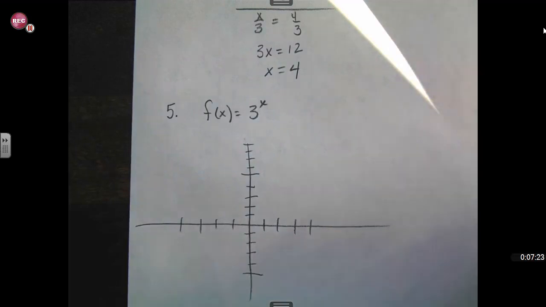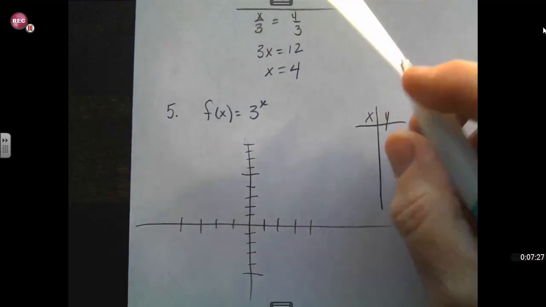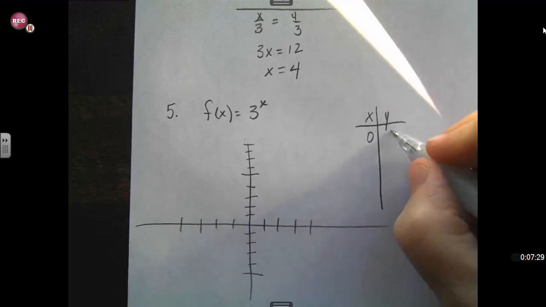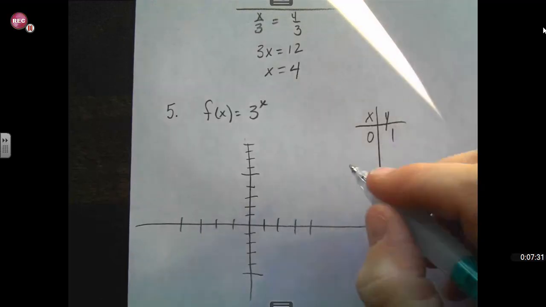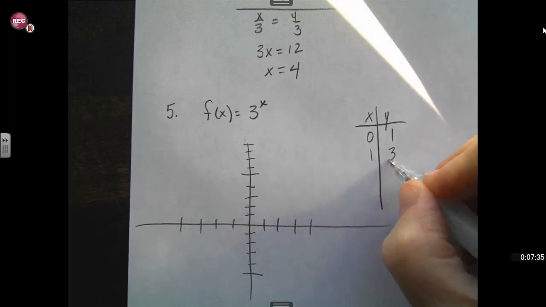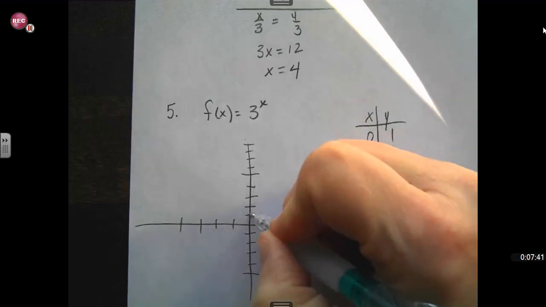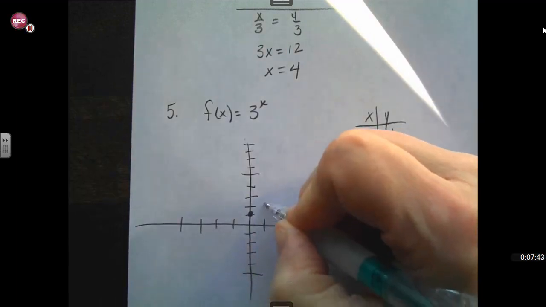I'm going to make a chart, and I'm going to plug in 0, and 3 to the 0 power is 1. And I'm going to plug in 1, and 3 to the 1 power is 3. And I'm going to plug in 2, and 3 squared is 9. I'm going to plot these points.